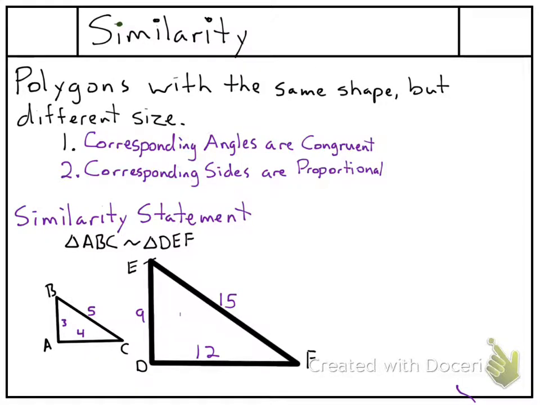So let's look at similarity. Now we've seen congruence, meaning two objects have the exact same size and shape. Similarity is close to that. With similarity, we're looking at polygons with the same shape, but a different size.